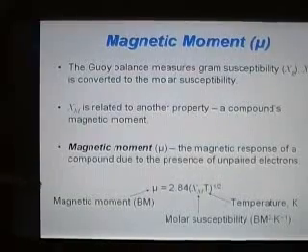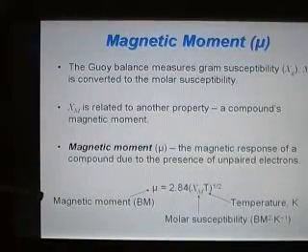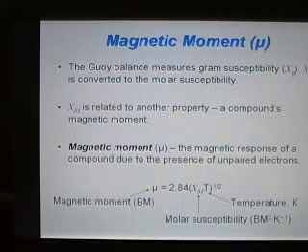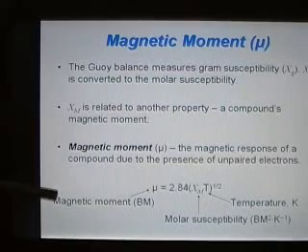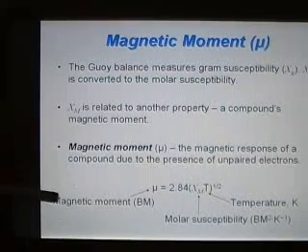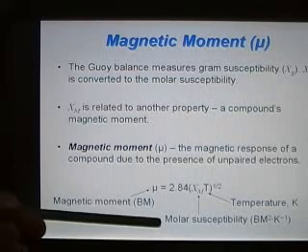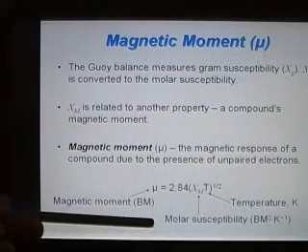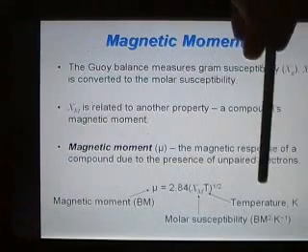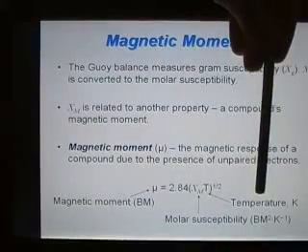The units on magnetic moment are Bohr magnetons. It's just a measure of how a substance responds to a magnet. The molar susceptibility is in units of Bohr magnetons squared per Kelvin. And the temperature must be in Kelvin.